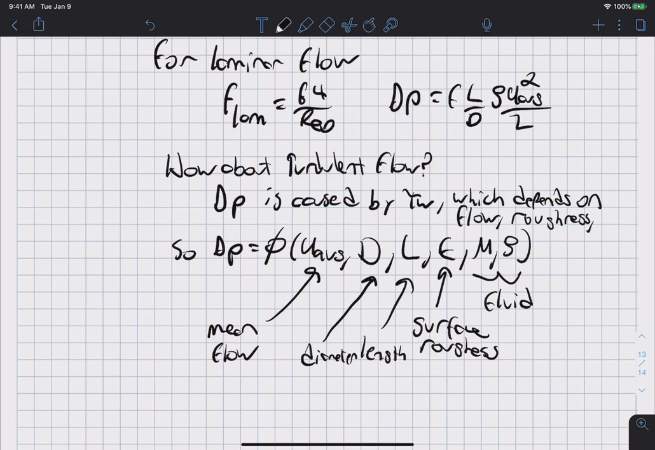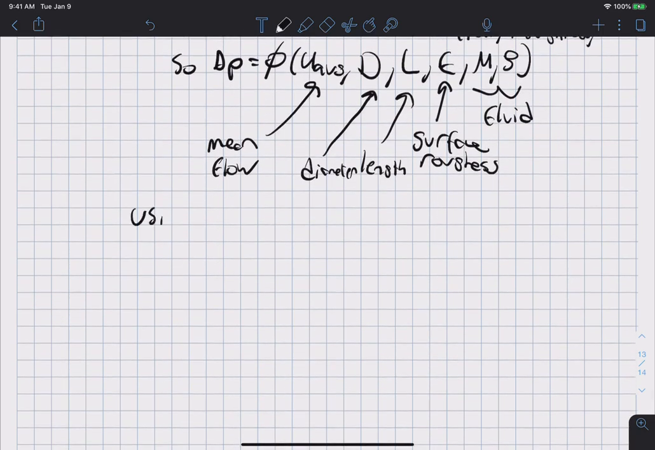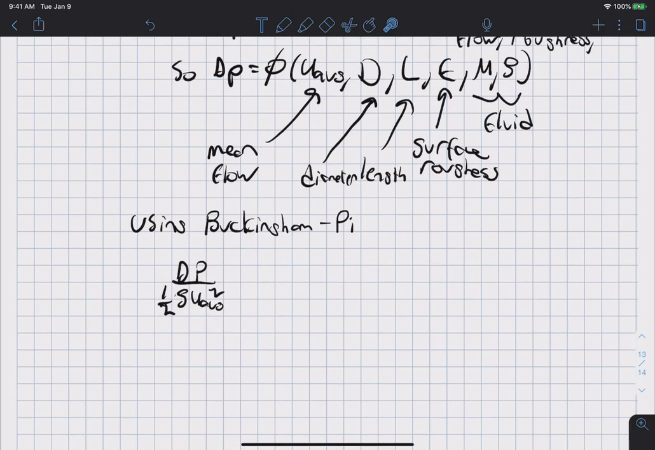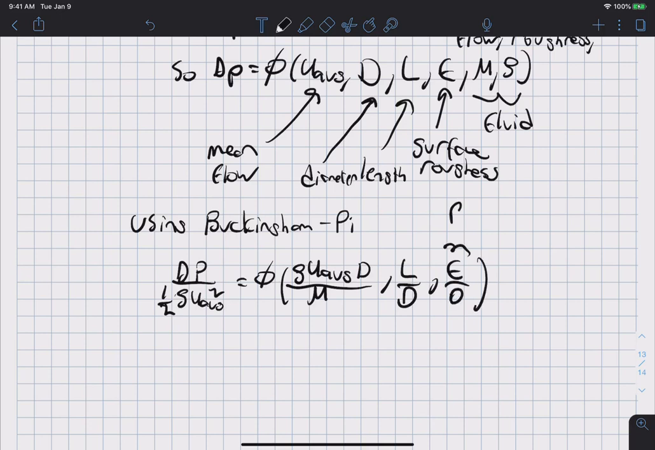Okay, and so if you use Buckingham Pi, you have delta P over 1/2 rho U average squared, where again this 1/2 was put there to turn what actually comes out of Buckingham Pi into the dynamic pressure. That equals some function of rho U average d over mu, L over d, and epsilon over d. And epsilon over d is called the relative roughness.